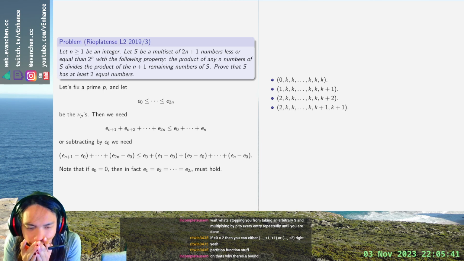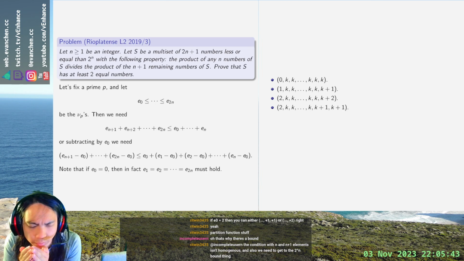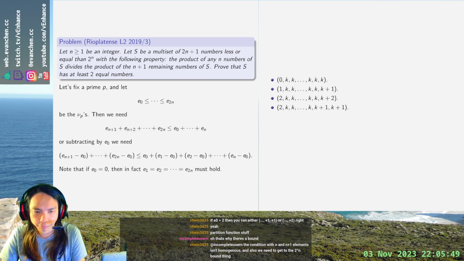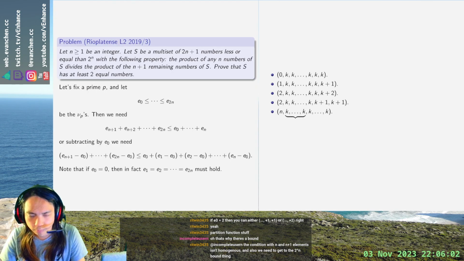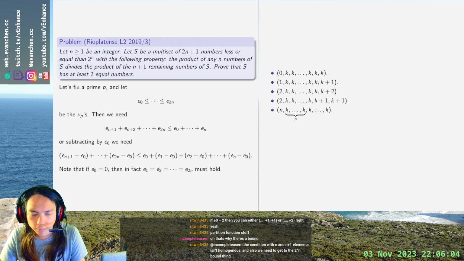Wait, hang on. Now I'm confused. Why can't I... Did I miss examples? Like, why can't I... Plus one, plus one, plus one. So if I have an N, and then I have a bunch of Ks, so this works, and any partition works. Like, if I make the last thing into a k plus 1.